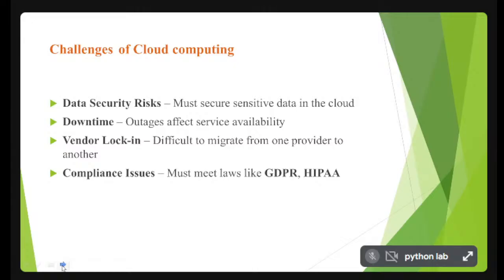Outages affect service availability. Once the downtime is more, the service may be interrupted. If the service is interrupted, then users are not satisfied. If the users are not satisfied with the services, definitely they will disconnect from your services. Amazon AWS is more famous in this regard.